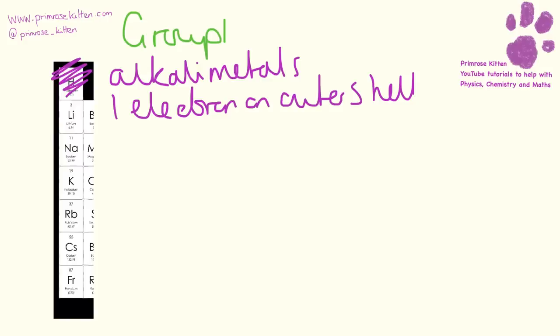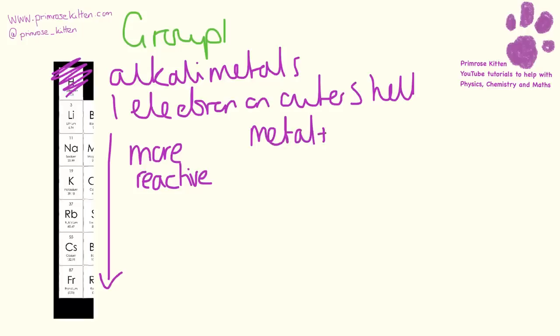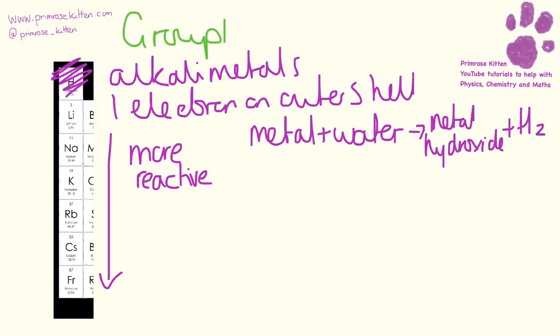So the properties of these is as they go down the group, they get more reactive. And when they react with water, they're going to produce a salt and hydrogen. And that hydrogen is going to be let off as a gas, and then the metal hydroxide is going to turn it alkali, which is where it gets its name from, the alkaline metals.